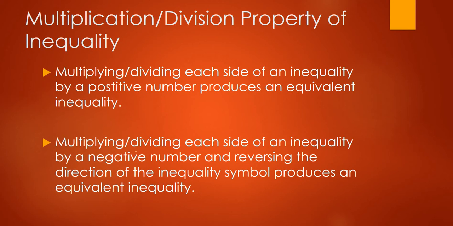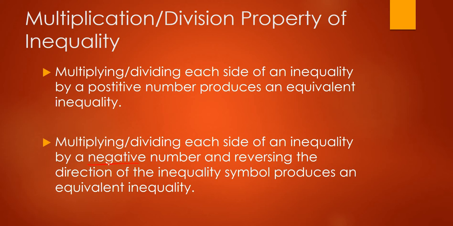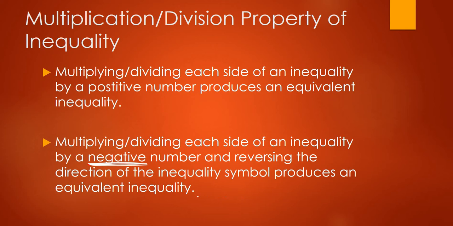The difference comes when we multiply or divide each side by a negative number. And we will do some of these, but when you multiply or divide by a negative number, then we have to reverse the direction of the inequality symbol. Okay? And then we have an equivalent inequality.